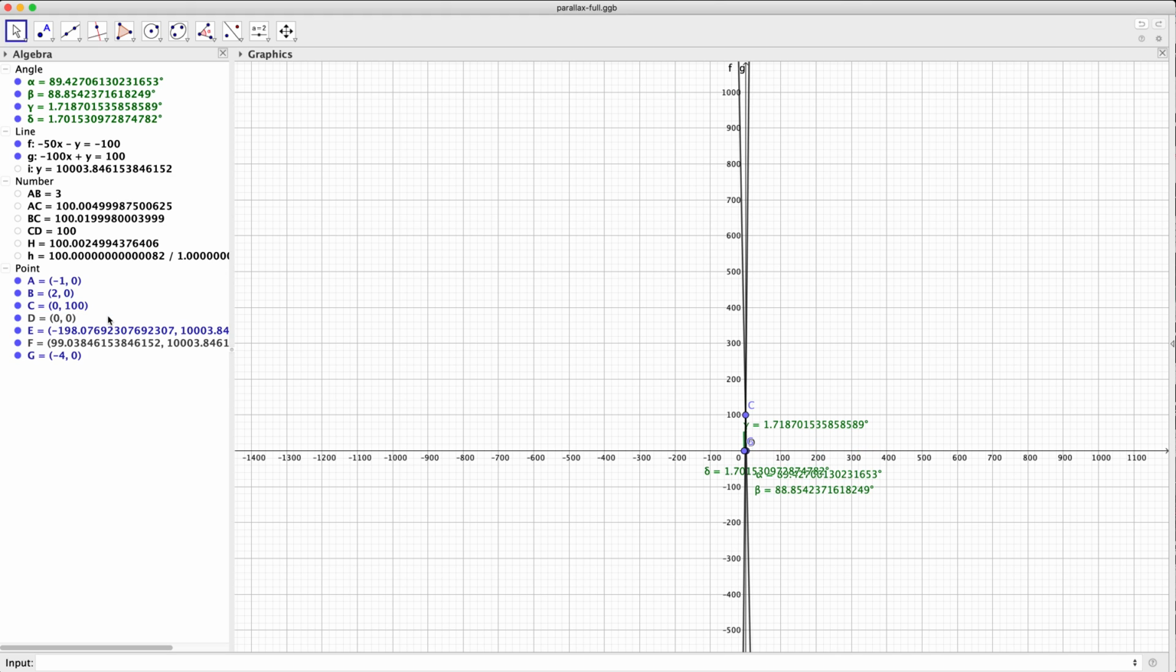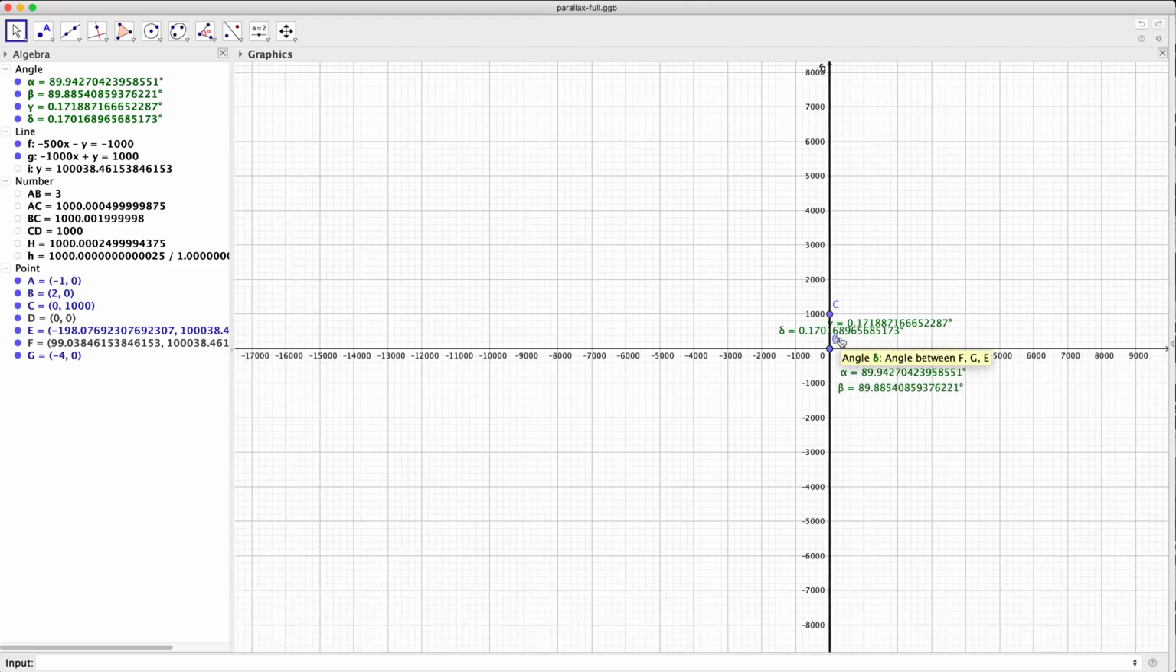Notice as I move C farther away, all of a sudden everything's getting more narrow, right? And so that angle delta, all of a sudden, is 1.70 here, and gamma is 1.71 there, right? And then if I move it all the way out there, that angle is now 0.17, 0.17.